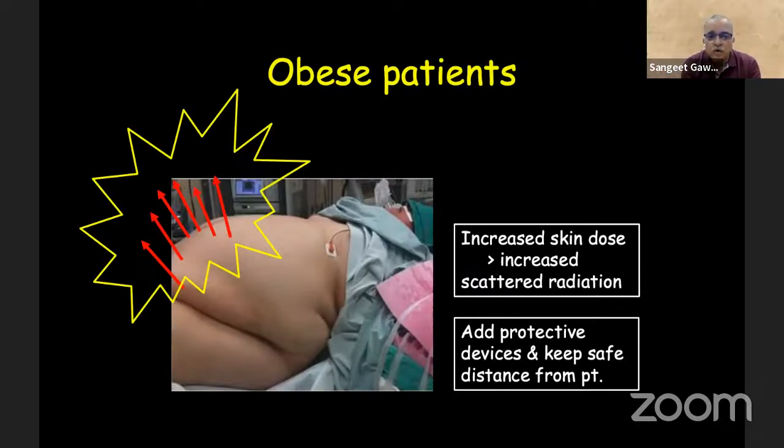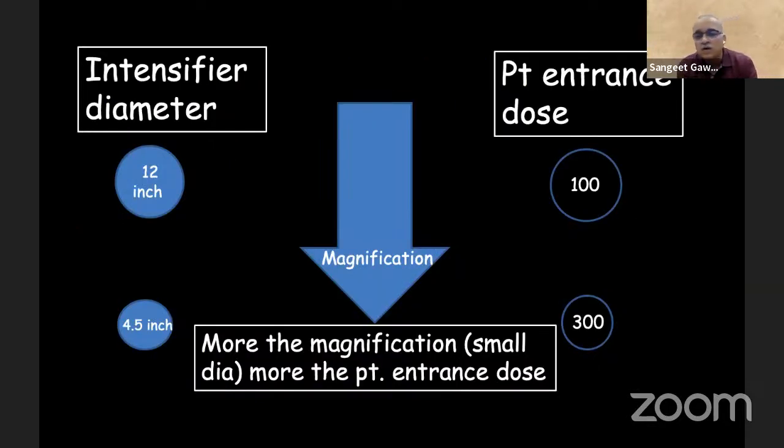In an obese patient, as you can see here, on your right is the head side. The patient is intubated. Now the red arrows are the abdomen of the patient, and below that is the hip. So a huge obese patient requires increased skin doses. So increase the dose, increase the scattered radiation. So how can we protect ourselves? One is by standing as far away as possible, reducing the number of shoots, and you must wear additional protective devices and keep a safe distance from the patient when you're shooting a hefty patient.